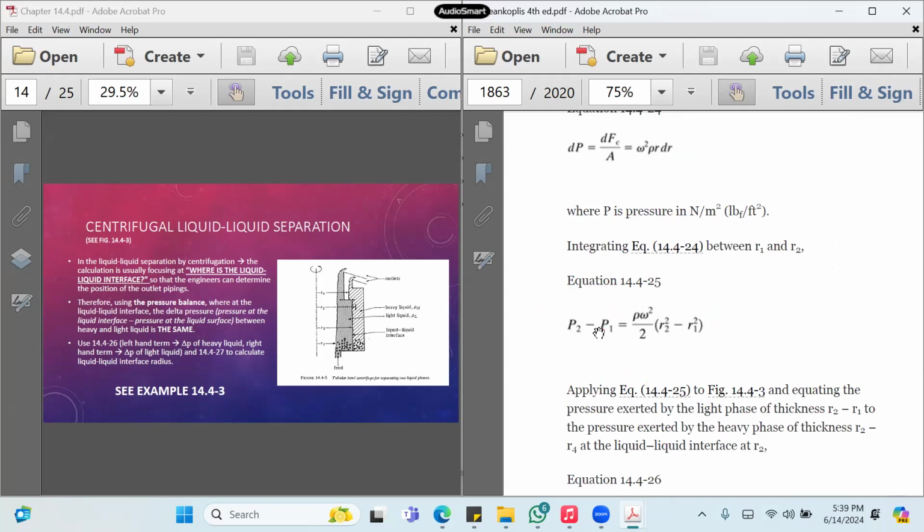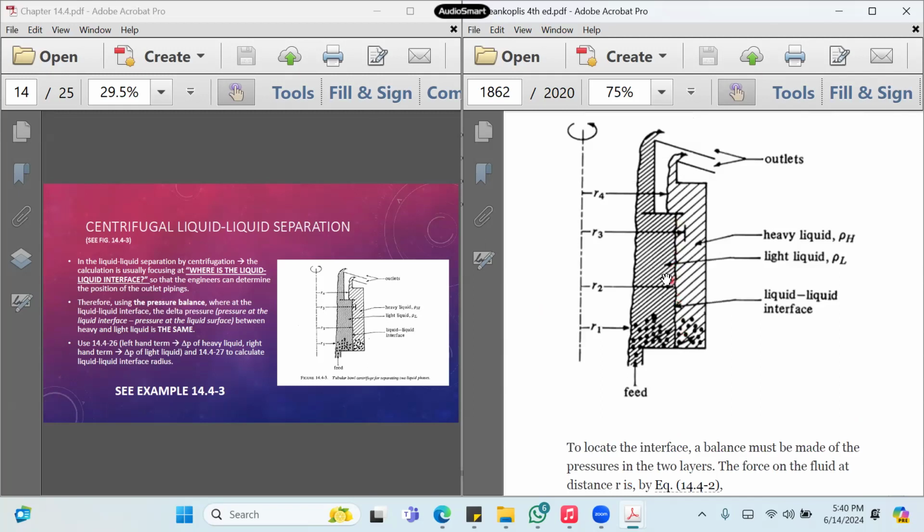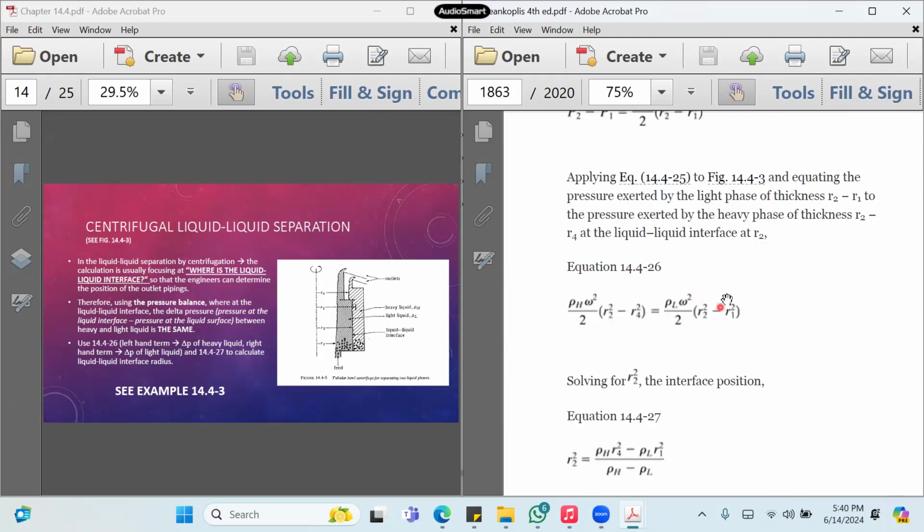We will use what we call a pressure balance. I will just go up again, where actually the pressure difference in the light liquid and the heavy liquid is the same. At this interface, the delta P here and the delta P here are the same. So I will go to equation 26. It's the same between the two.